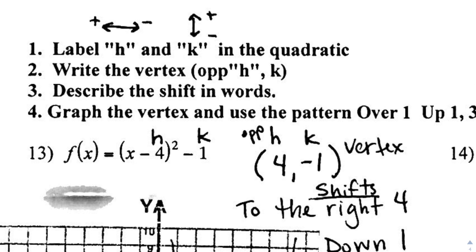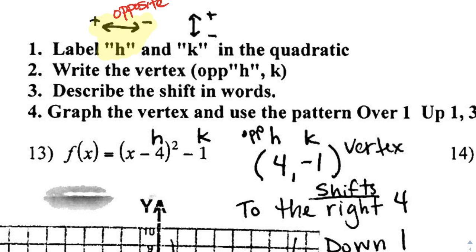And so number 1 says label H and K in the quadratic. So this is in vertex form. We have an H value, and that's in the parentheses, and it shifts the graph and basically the vertex left or right. And remember, this is going the opposite direction of the sign that we see. Opposite.